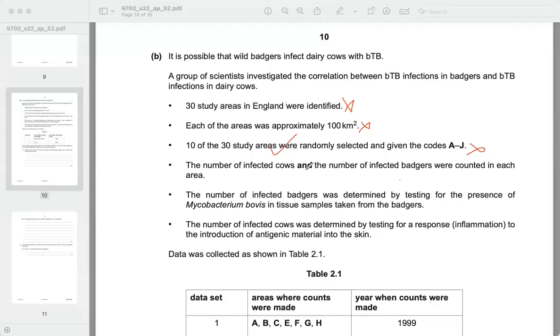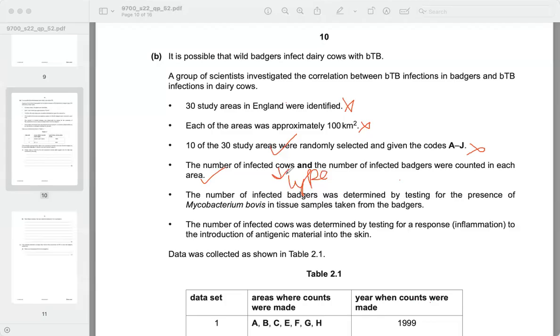The number of infected cows and number of infected badgers were counted in each area. That is correct, so they've standardized this. But did they standardize the cows? Since we are talking about cows here, did they standardize the type of breed or anything which is talked about? No. So the type or the breed of the cows or the badgers is not something which has been estimated.